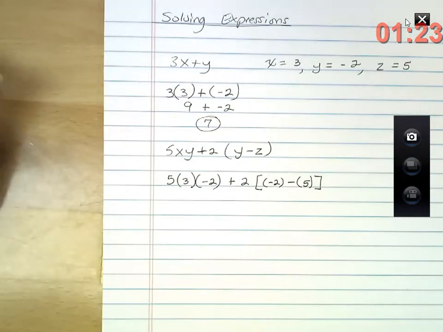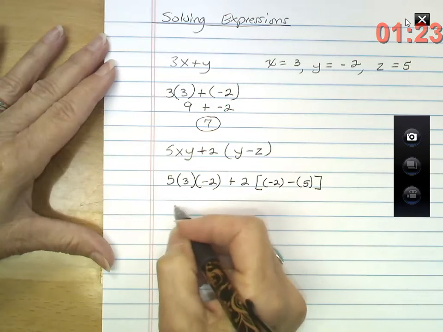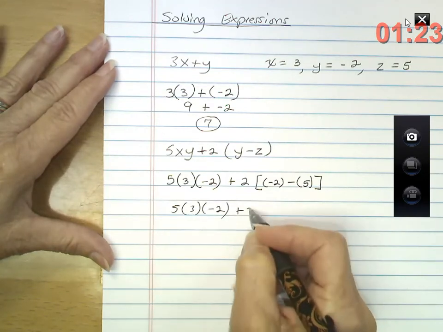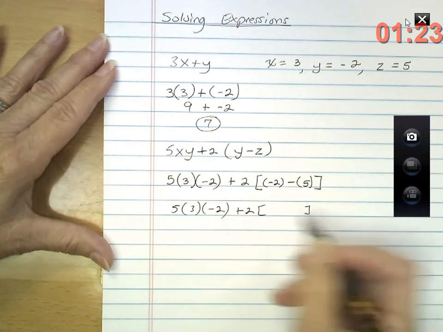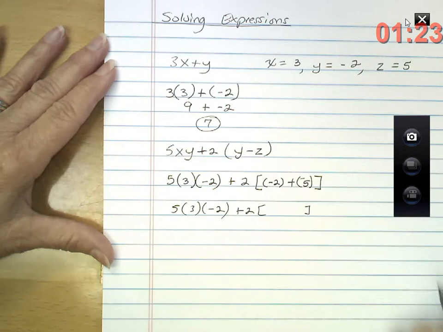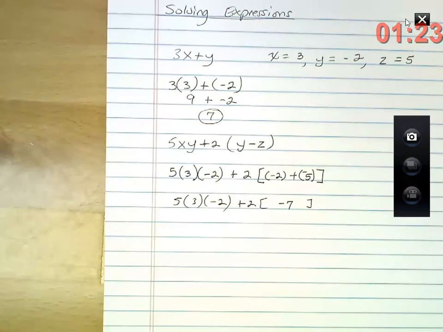Okay, now we have to do what is in the innermost grouping symbol first, so that means we've got to do that. So we'll write this stuff down. Okay, and we have to do what's in here. So this is a negative 2 minus 5, which gives you a negative 7. Okay, now, once we've done what is in the innermost grouping symbol, we have please, excuse, no exponents, my dear.